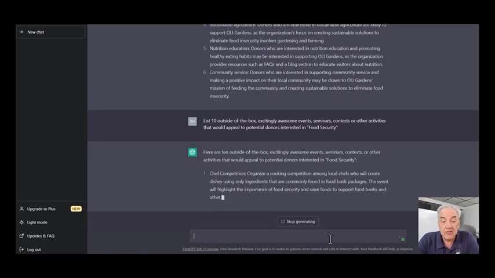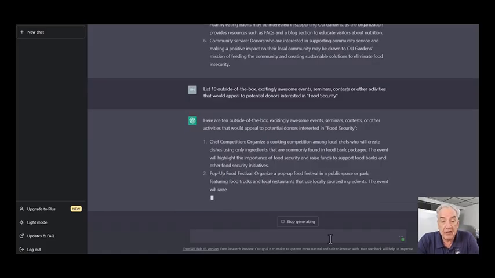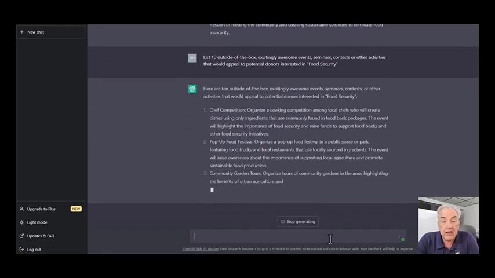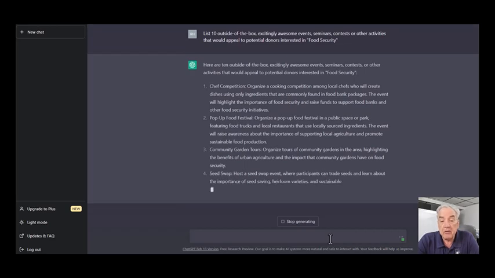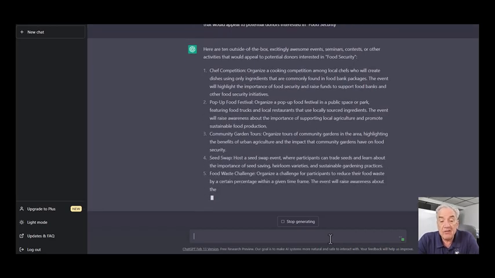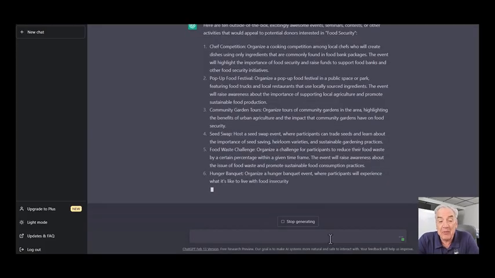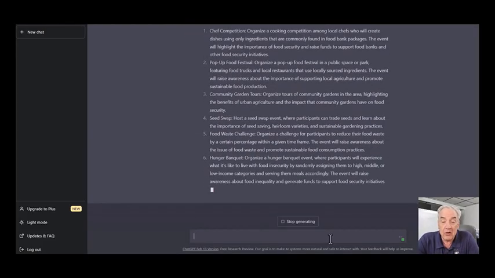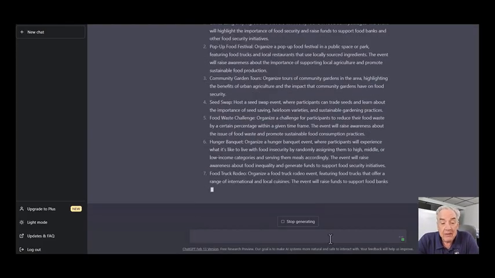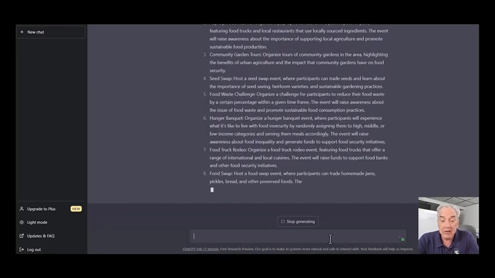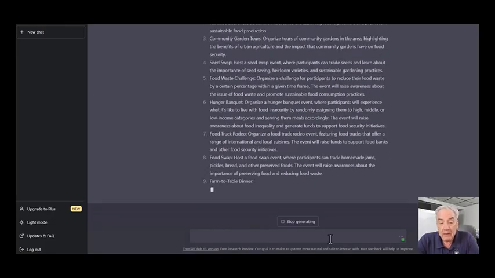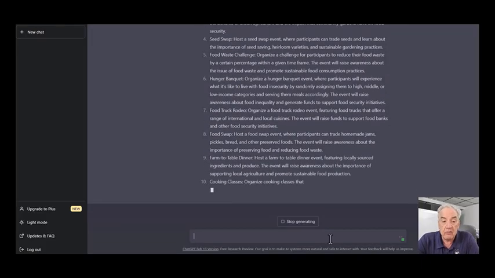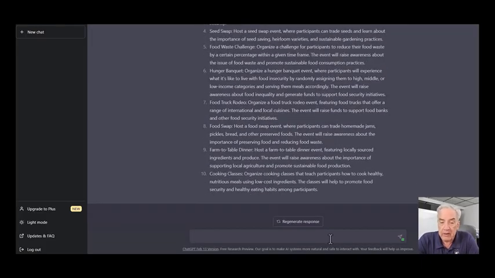A chef competition, that would be interesting. Pop-up food festival. Good place to educate people and to meet donors. Community garden tours. A seed swap. That would be very interesting, very appropriate. A food waste challenge. Organize a challenge for participants. A food truck. Hunger banquet. A food swap. I mean, these are all possible things that we could do. And so what we'd want to do is to go through and look at the list and think about our knowledge about our donors that we have, and to pick out ones that would really be worthwhile developing.